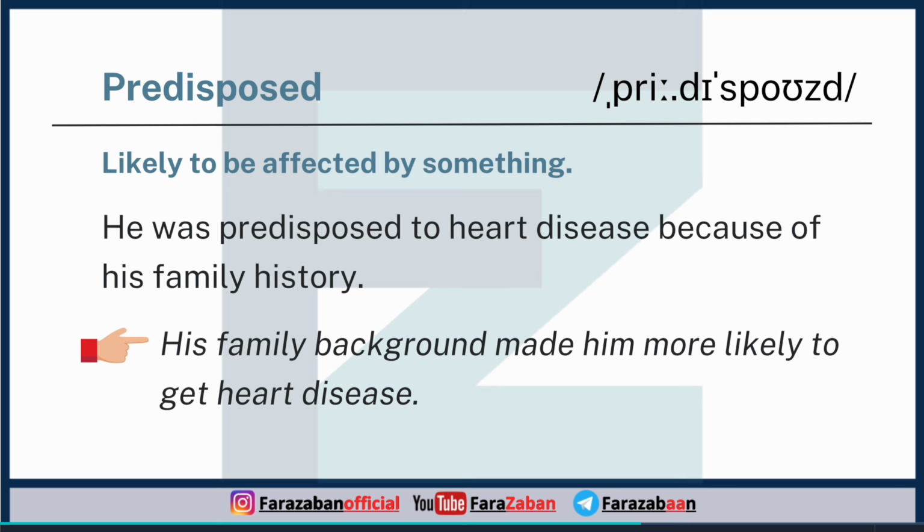Predisposed. Likely to be affected by something. He was predisposed to heart disease because of his family history. His family background made him more likely to get heart disease. Predisposed.